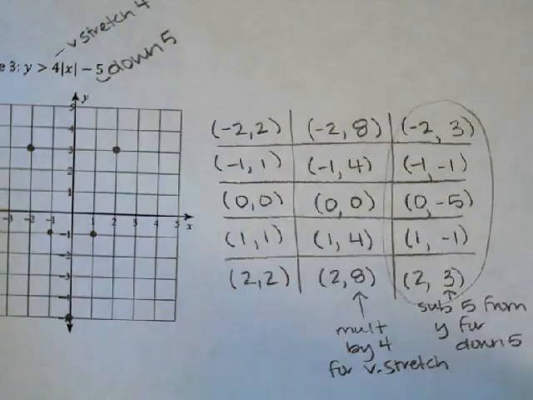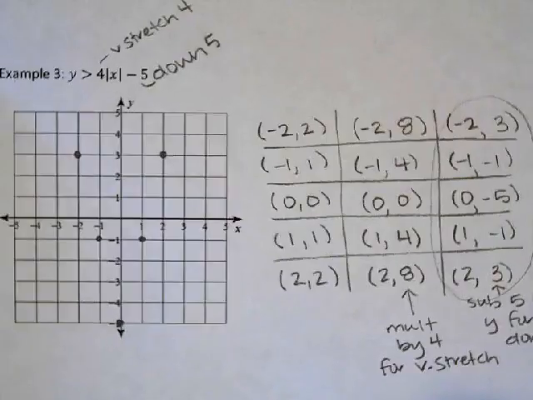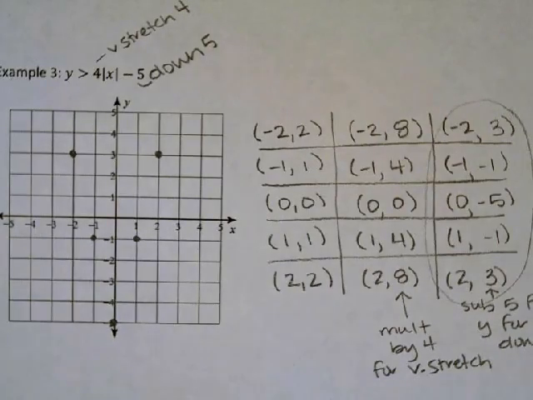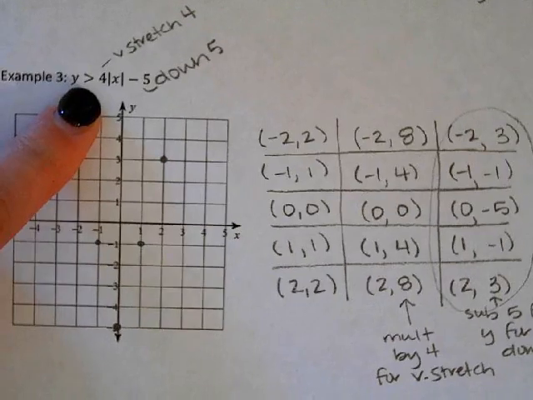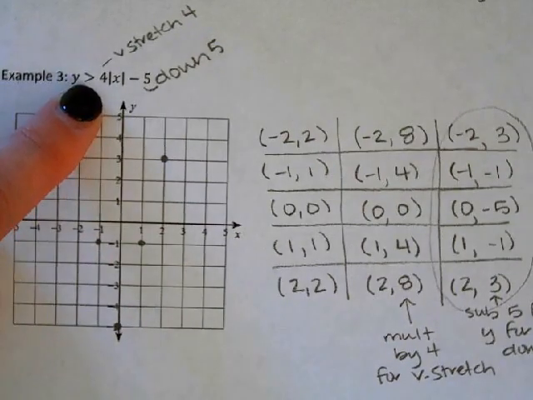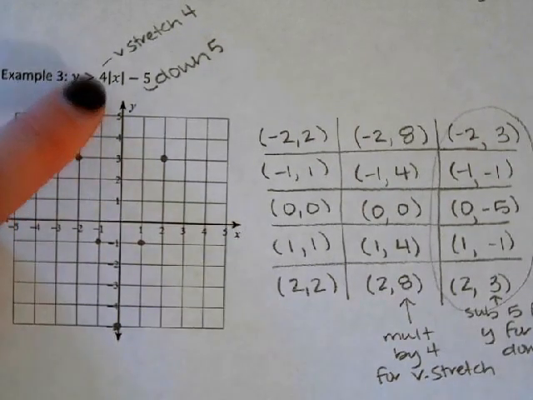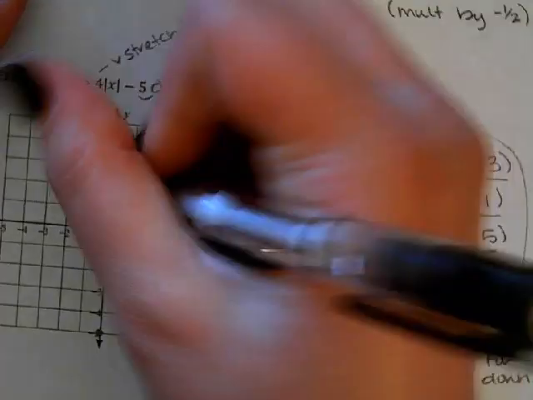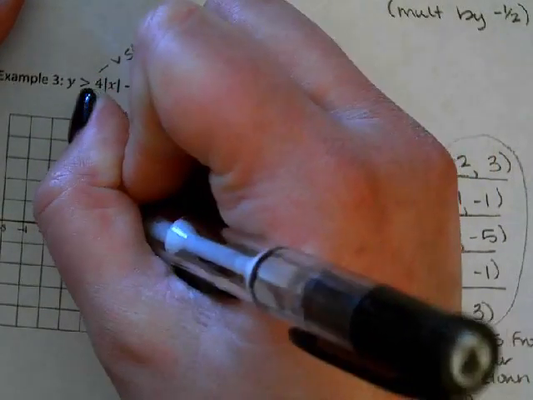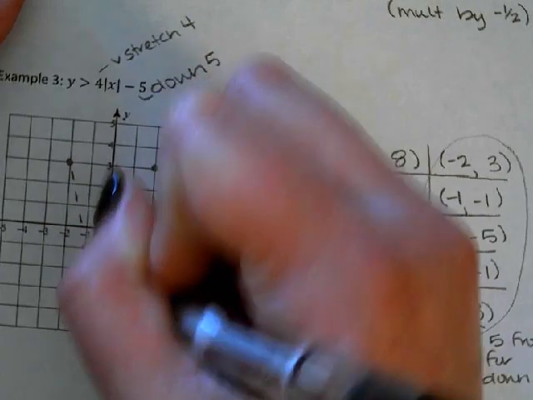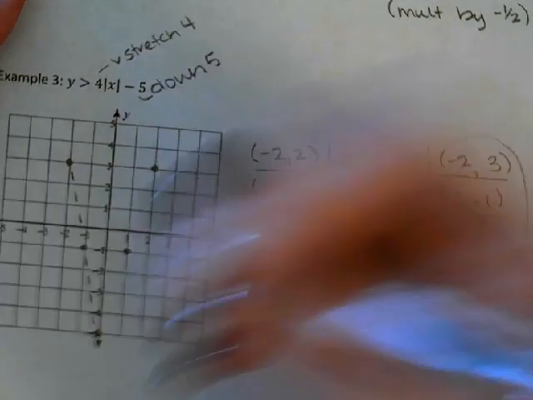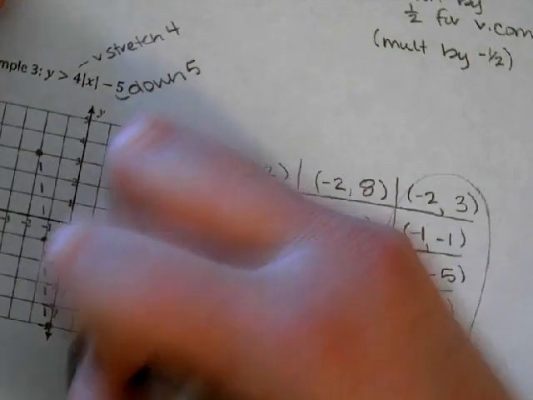Should this be a solid line? No, because this is an inequality. Y is greater than. So this is a dotted line. So we're going to draw a dotted line. I hate it when the points are this far apart. I feel like I cannot draw a straight line. So dotted.